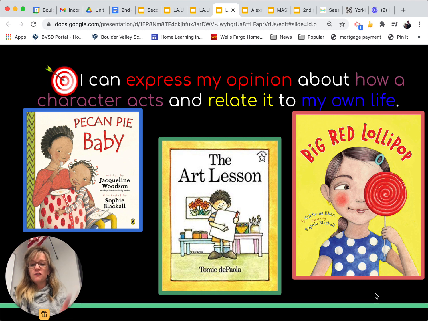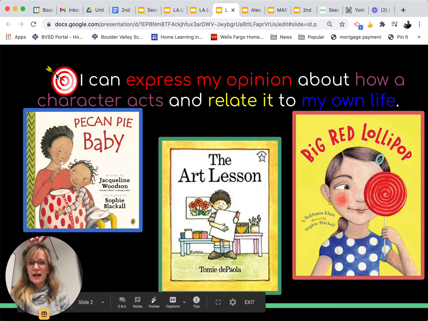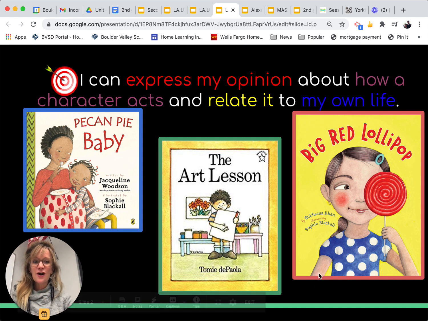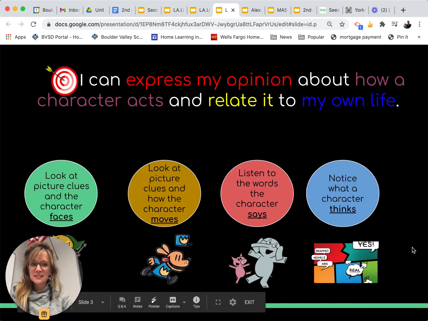Now, we talked a few weeks ago in one of our mini lessons about the difference between a fact and an opinion. So today, you see those red letters at the top of your screen say we are going to express our opinion about how a character acts. So if you're expressing your opinion, you are going to share what you think about something, and specifically we're focusing on how a character acts. Then you're going to connect it back to your very own life. So let's give it a try.